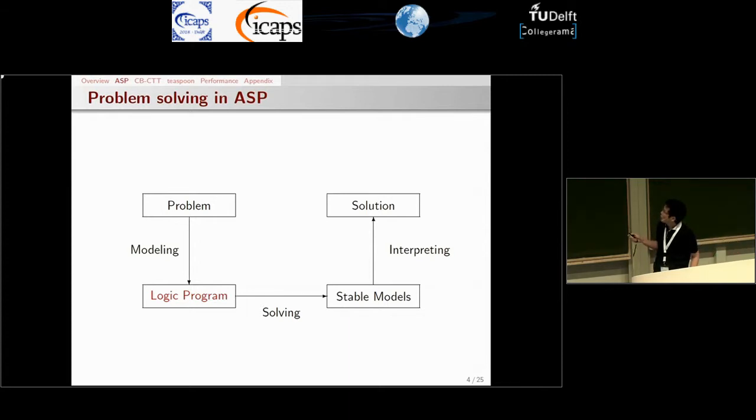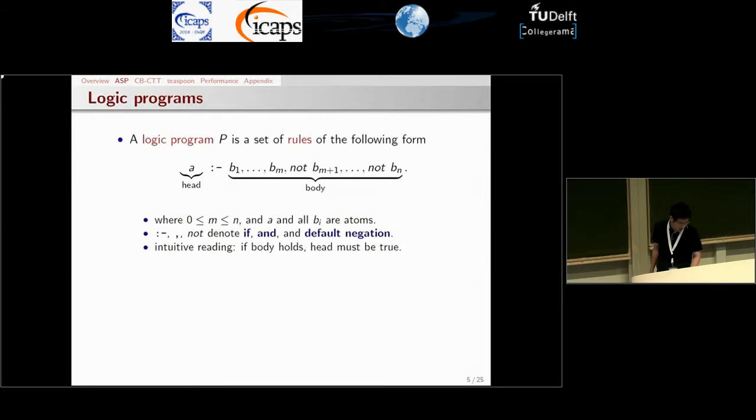At first, we would like to explain what a logic program is in ASP. A logic program P is a set of rules of the following form. There are bodies and head. M is from 0 to N, and A and all the Bi are atoms. This symbol denotes if, and all commas denote and. So the body is a conjunction. And we also have not here, which is default negation. The intuitive reading of this rule is: if the body holds, the head must be true.